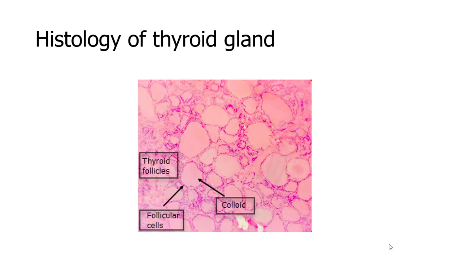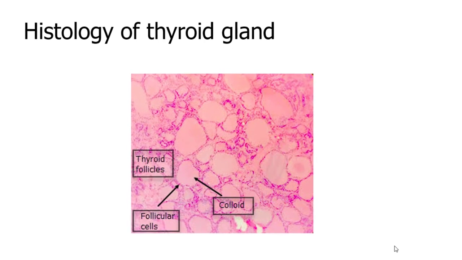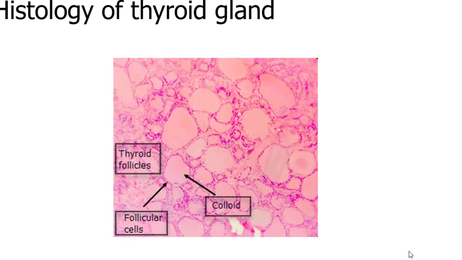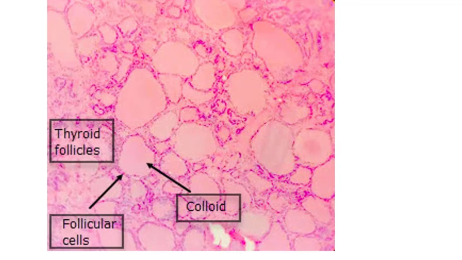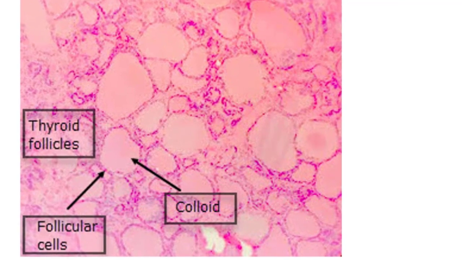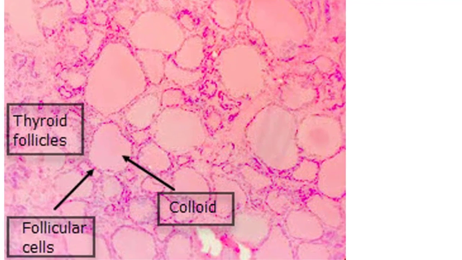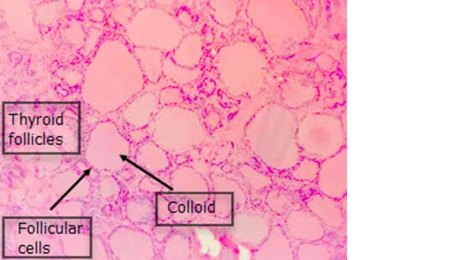This micrograph represents the histology of the thyroid gland. As you can see, the thyroid gland consists of different sizes of thyroid follicles. Each of these follicles consists of a single layer of epithelial cells called the thyroid follicular cells. And between these cells is the colloid, whereby the formation of thyroid hormone occurs.